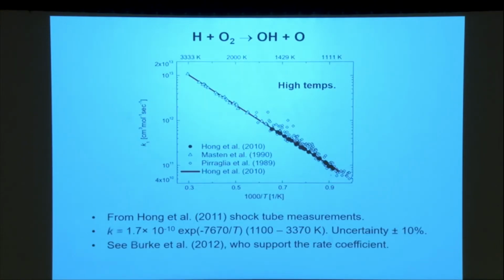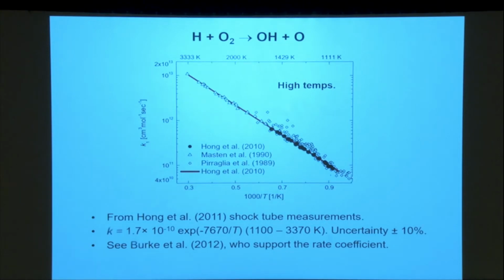So let's start with the main chain branching reaction. H plus O2 goes to OH plus O. So we have some fairly recent shock tube measurements for this reaction, and everything fits fairly nicely on the line.